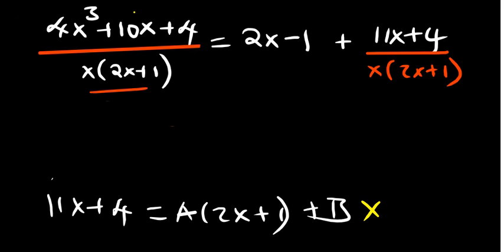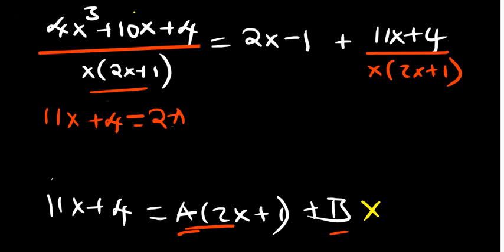Okay, so at this point, our goal is to find the value of a and also our b there. So say we have 11x plus 4 being equal to, so a multiplied by 2x is basically 2ax.